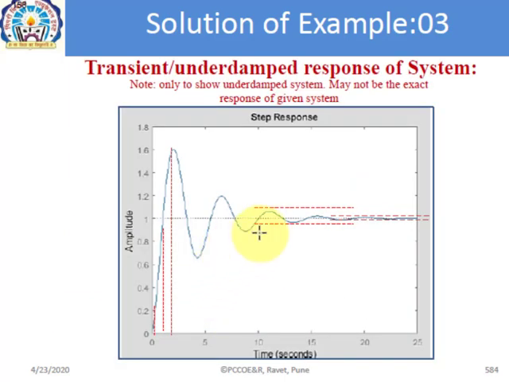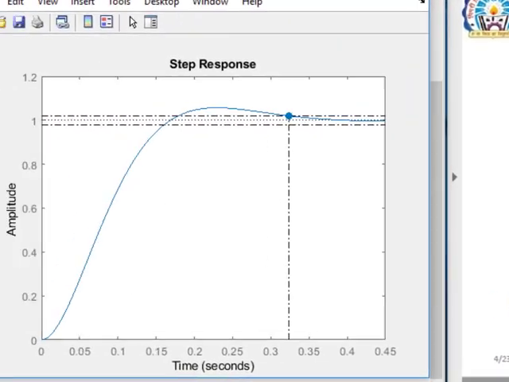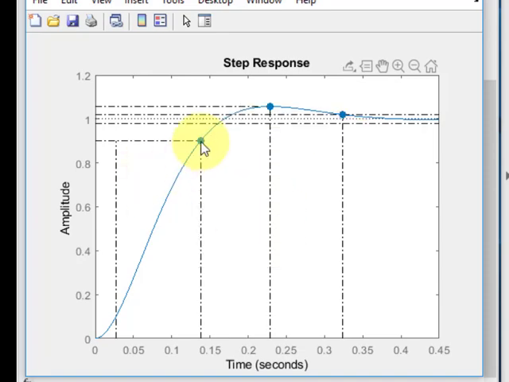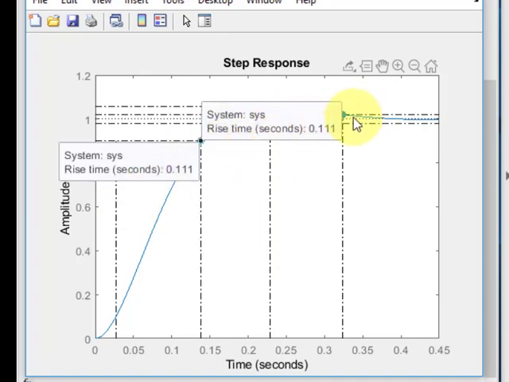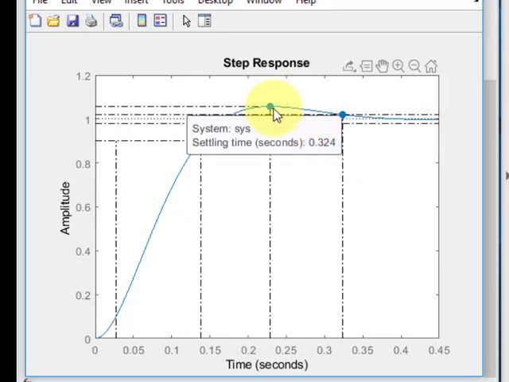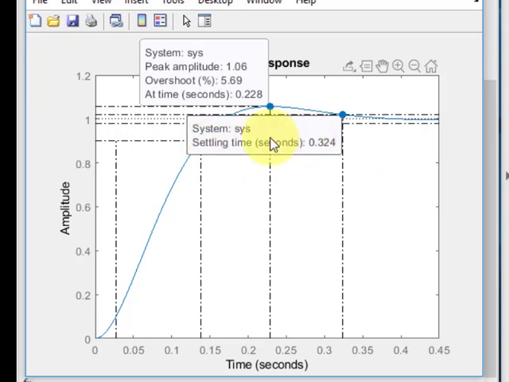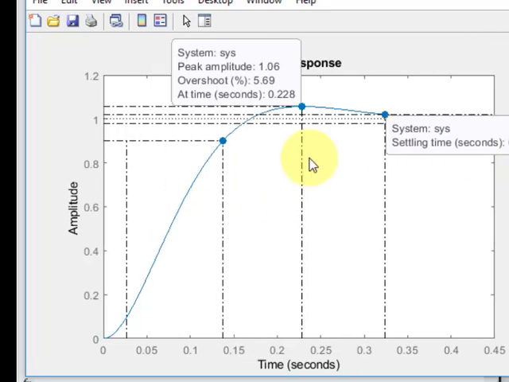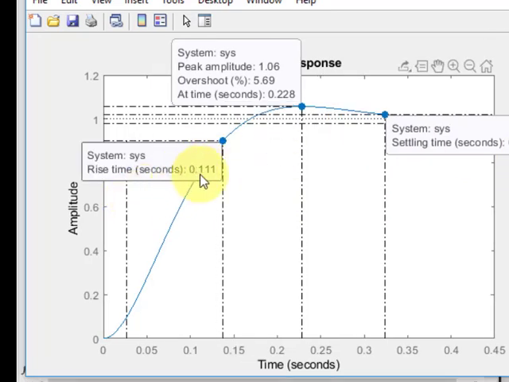And the last one: you have to plot this graph with all these values. So in MATLAB we are going to show the same values. This is the rise time. This gives us the settling time. This gives the percentage of overshoot and peak time, and here you can see, I'll just expand this so that you'll get this value. This is the rise time. This is how we have represented all these values.